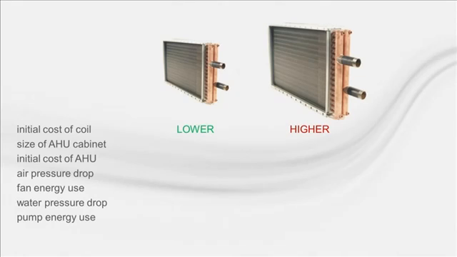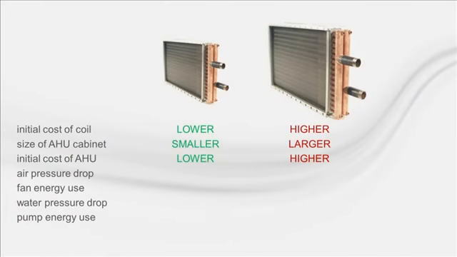A larger face area typically increases the cost of the coil itself. But the size of the coil also dictates the size, weight, and cost of the air handling unit. And a larger air handling unit might require a larger mechanical room, limit access for service, require more structural support, or restrict the arrangement of ductwork and piping. Because the coil is also part of the air distribution system, its geometry contributes to the air pressure drop.